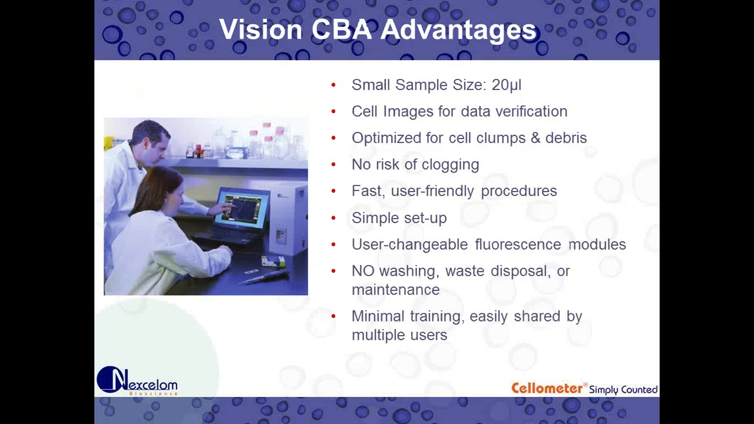So just to recap some of the advantages of Vision CBA, you've got the small sample size, cell images for data verification, optimized for looking at cells and clumps and excluding debris. There's no risk of clogging when you're doing your analysis, fast user-friendly procedures, simple setup, user-changeable fluorescence modules. There's no washing, waste disposal, or maintenance, and minimal training. The system is easily shared by multiple users.